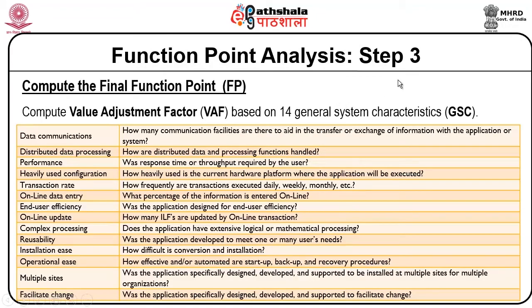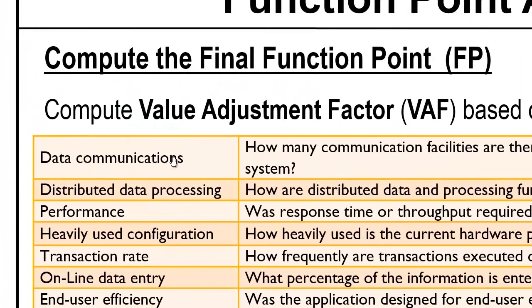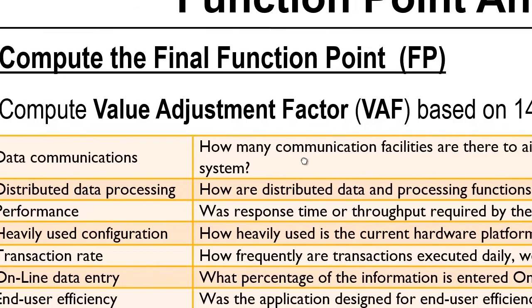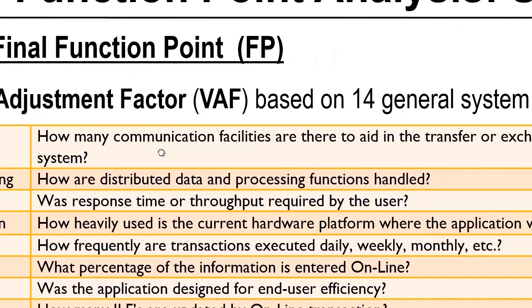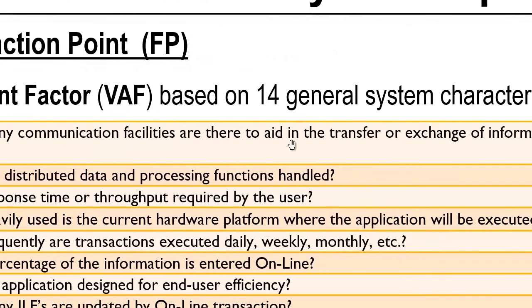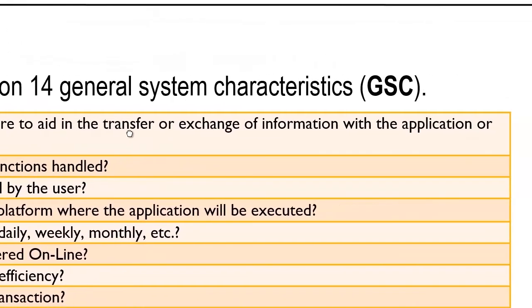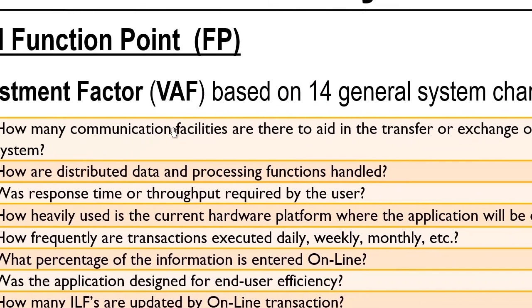Function point analysis, step 3: compute the final function point. Compute the value adjustment factor based on 14 general system characteristics. Data communications: how many communication facilities are there to aid in the transfer or exchange of information with the application or system?